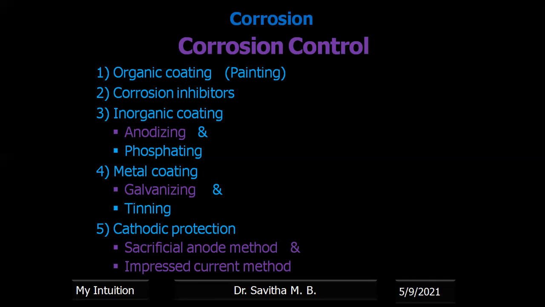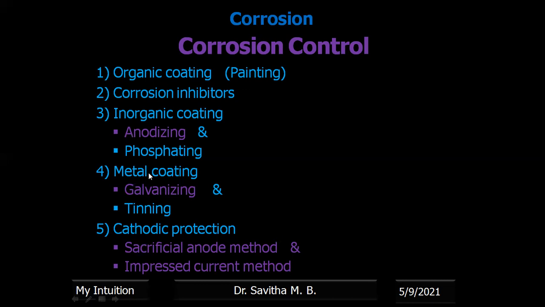The second one is coating. In coating we have three types: organic coating, inorganic coating, and metal coating. An organic coating example is painting, where you artificially create a barrier. The second is inorganic coating. In inorganic coating we have two types: anodizing and phosphating. Next we have metallic coating.